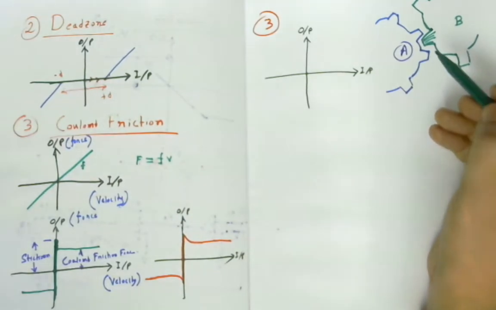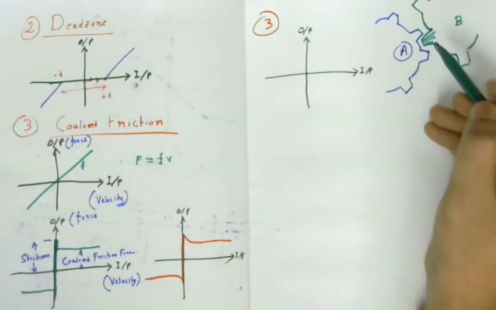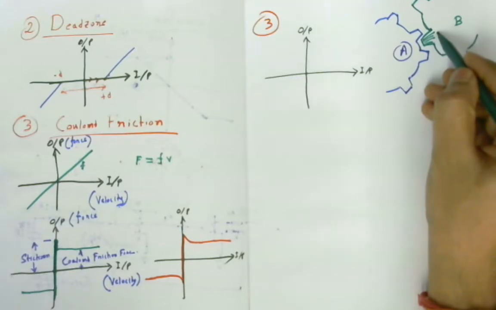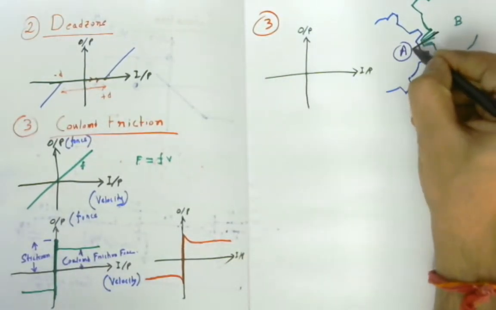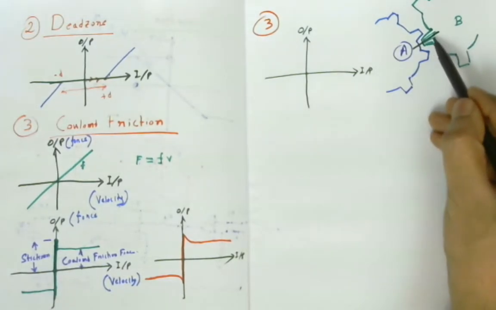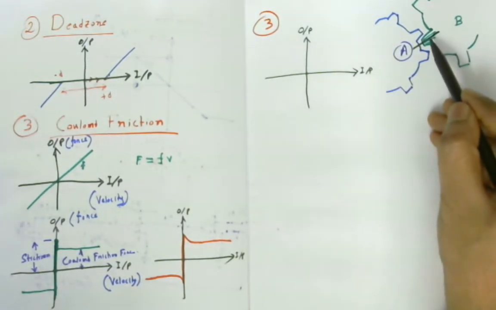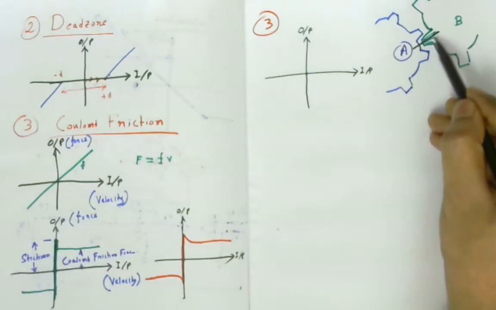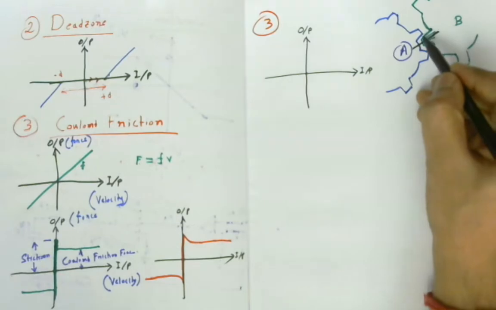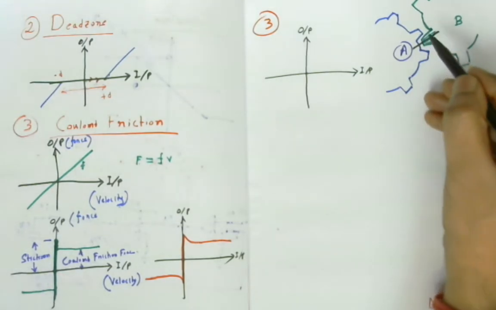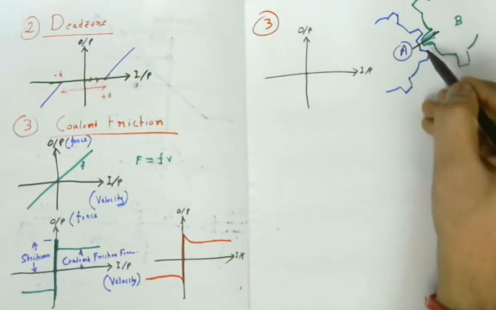Now what happens? Initially, say the teeth of the B gear is in the middle position, or exactly at the middle of the two teeth of the A gear. Now there is a gap. There is a very small gap in this side and in this side as well.